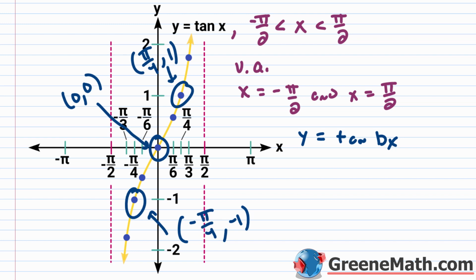What I like to do is stick with the book method. And what they do is they find the period, which again, when you're working with tangent, it's going to be pi. So if you have something like y equals the tangent of bx, well, the period here is going to be pi over b.